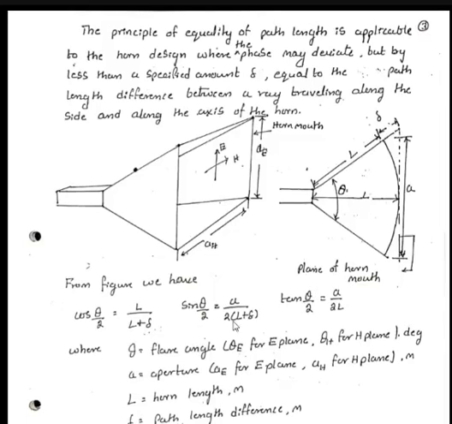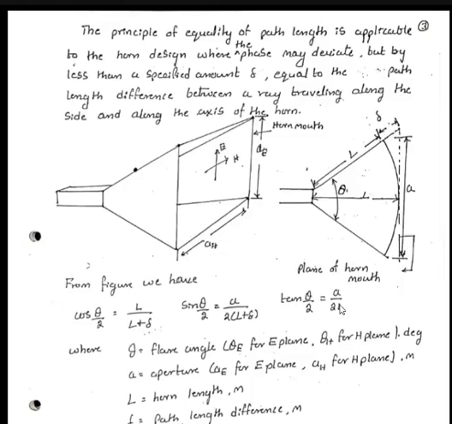Then tan theta is nothing but sin theta by 2 divided by cos theta by 2, so we have A divided by 2L. So these are the three things you are going to get from the figure: cos theta by 2, sin theta by 2, and tan theta by 2. So what exactly is theta here? Theta is nothing but the flare angle.